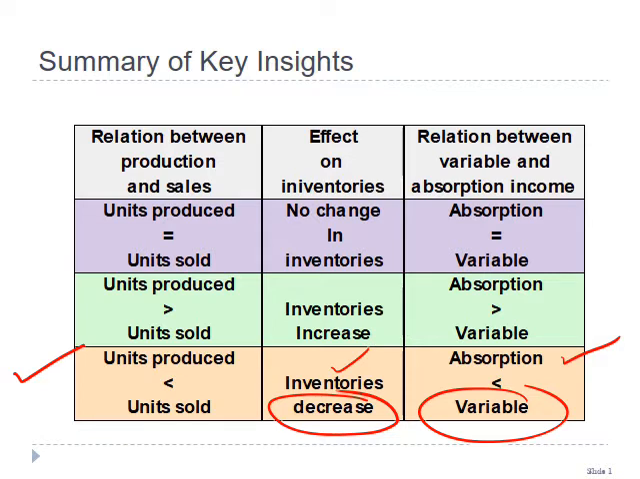Okay, so that's all from the summary of key points for the reconciliation of absorption costing net operating income and variable costing net operating income.